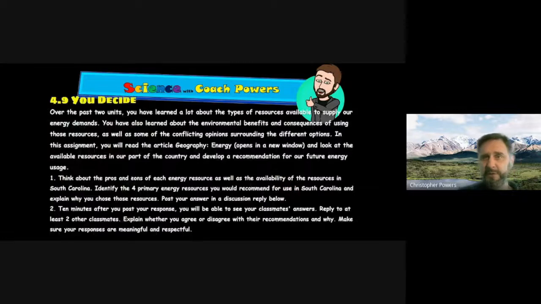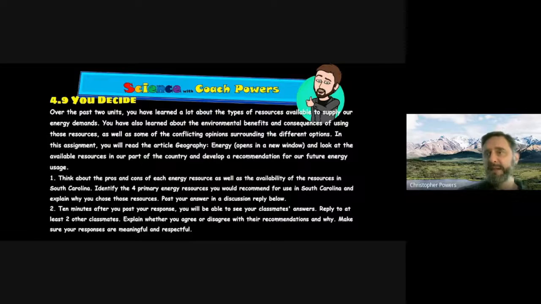You decide. So you're acting like the leader in South Carolina. You're looking at 4 primary energy resources that you would recommend in South Carolina. So you're the leader. You're making the decision. You're going to post your answer in discussion in 4.9 and Virtual SC. You're going to read the article first.